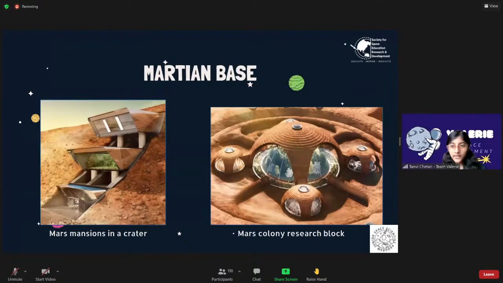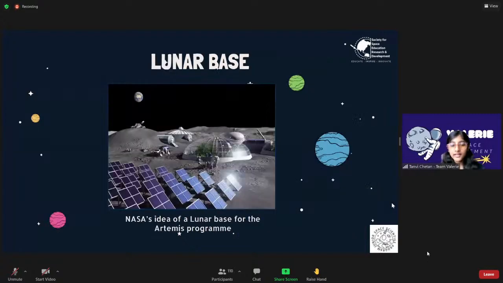Now let's talk about the Martian base. So our Martian base will be either underground or on the surface of Mars covered with a layer of regolith. This is to ensure protection from the sun's radiation as well as the enormous dust on Mars. And this is NASA's idea for a lunar base for the Artemis program.